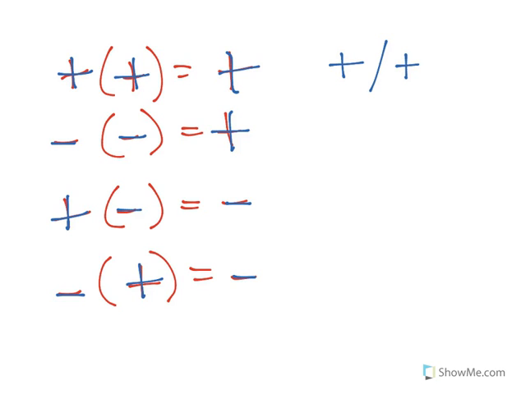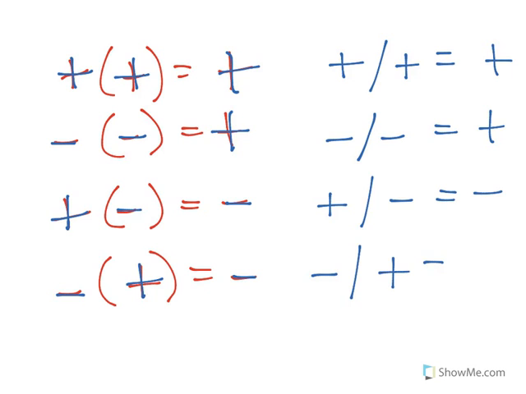Positive divided by a positive is a positive. A negative divided by a negative is positive. Positive divided by a negative is negative. And a negative divided by a positive is negative. So hopefully that makes sense.